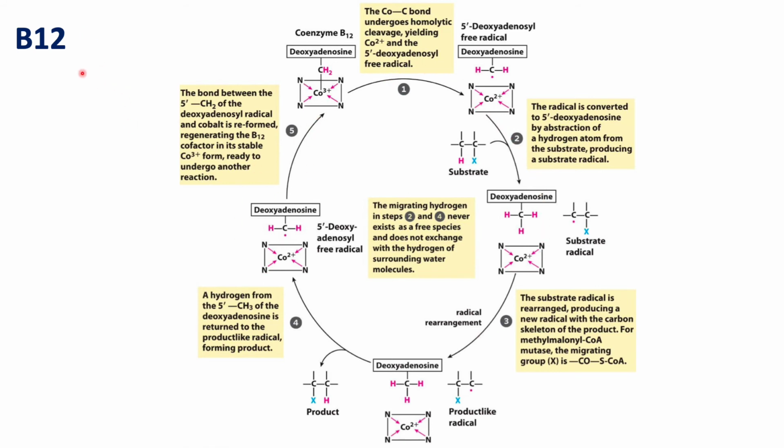So this B12 is acting as an intermediate to facilitate the exchange of two functional groups, and that's done by radicalizing. So B12 essentially radicalizes the substrate, allows the functional group to switch over, and then the hydrogen is given back, and we get our product. And that is how L-methylmalonyl-CoA is converted into succinyl-CoA.